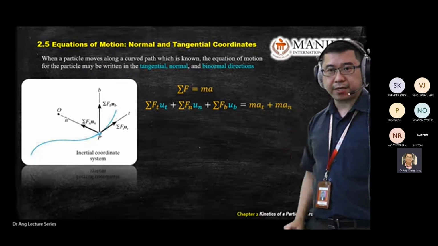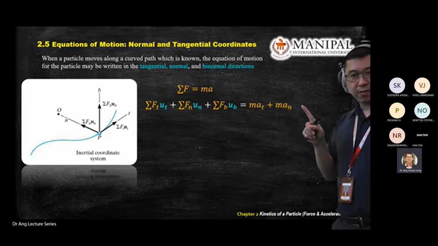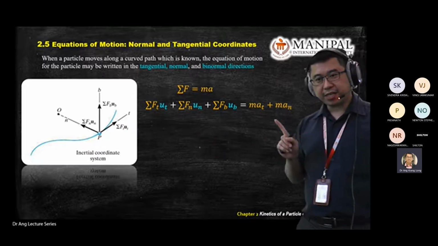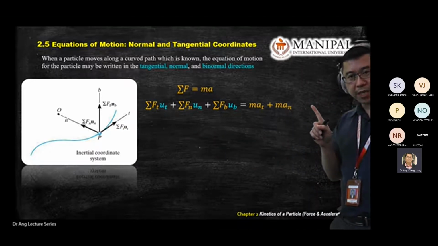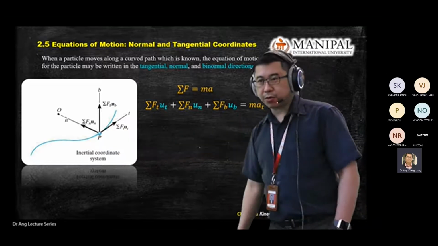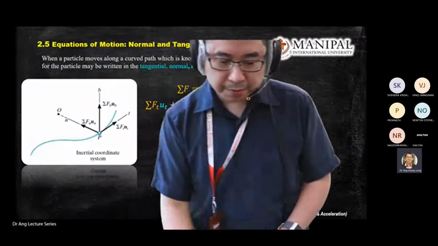What about b? Why is there no b here? What do you think? If you see this equation, there is no b acceleration. What does it mean about these particles? Let's open this question to the class.